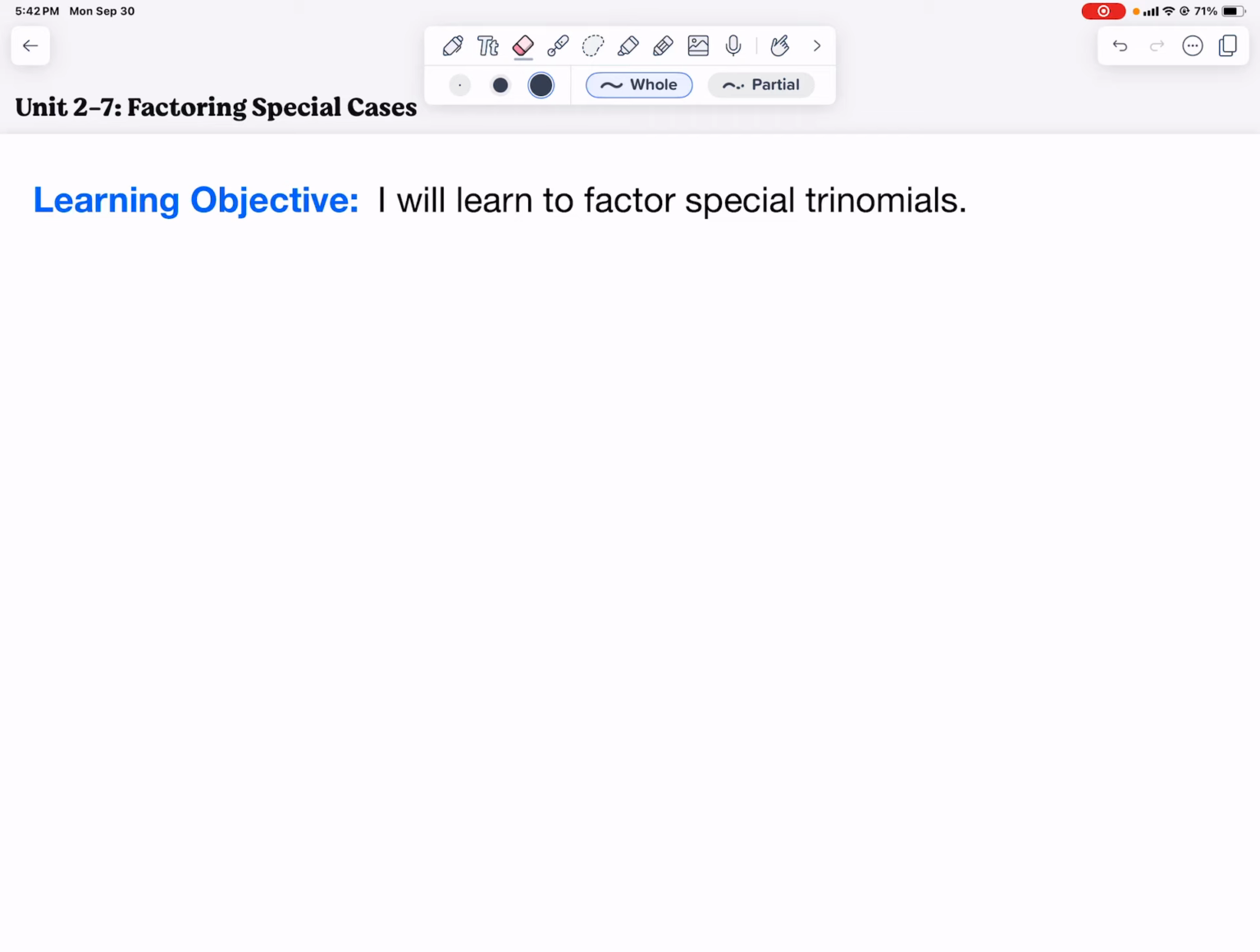Okay, class, in this lesson, we're going to learn to factor special cases, and specifically, we're going to learn to factor special trinomials. So let's go ahead and get started.